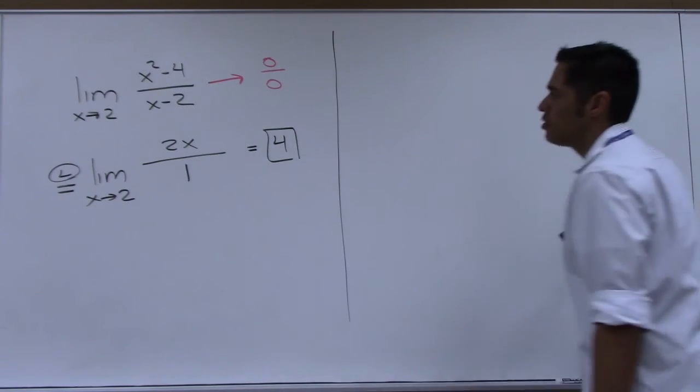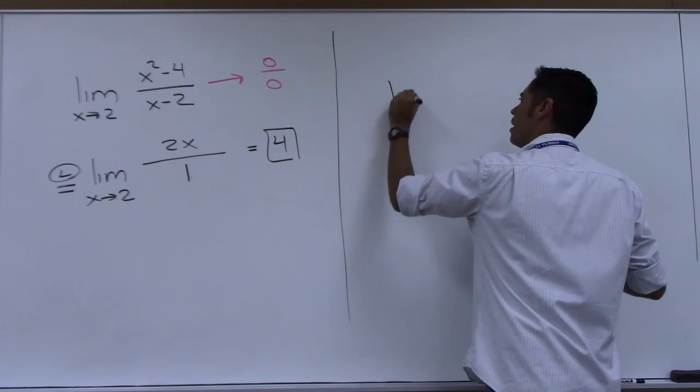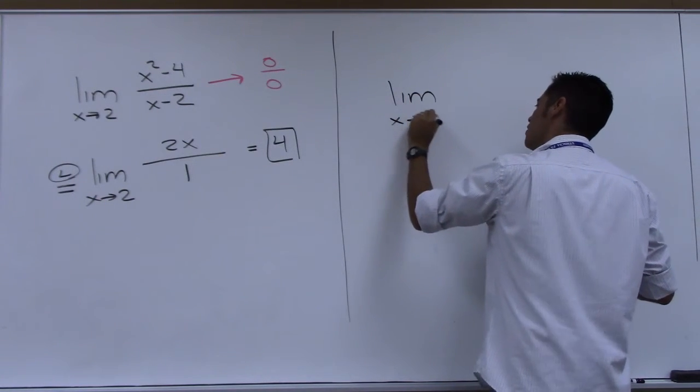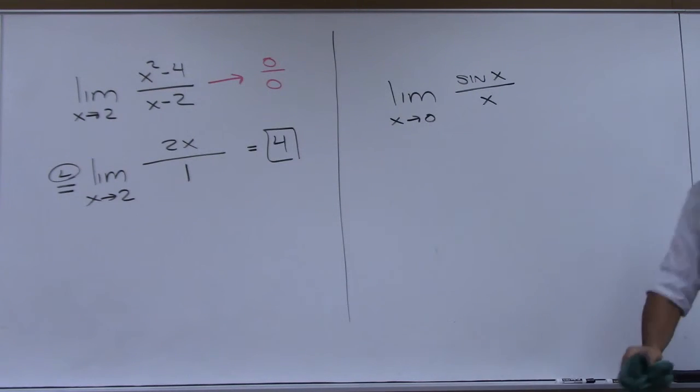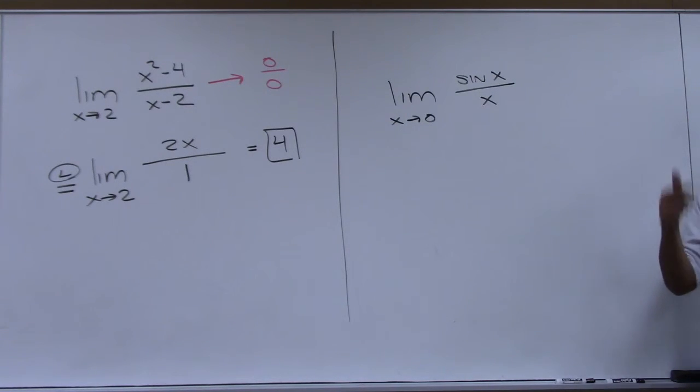Okay, let's try another one. Do you remember this? Limit x approaches 0, sine x over x. Anybody remember what that limit is? It's 1. Why is it 1? Because I told you it was 1, right? Didn't I tell you it was 1? I said, if you want me to show that to you, come to my office. It involves a special proof using triangles and circles, and it's very complicated, the proof. But I also told you that later on I'll be able to show you it's 1 very easily.